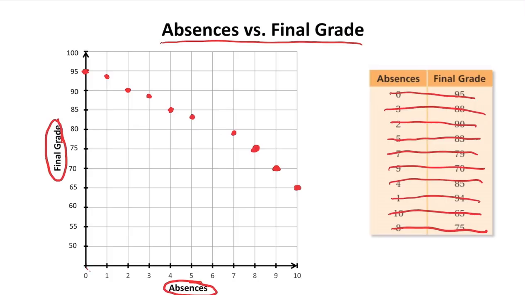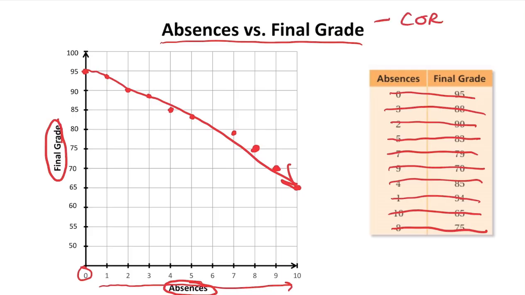And as you can tell, someone who doesn't miss a day scored higher in the class. And as the x gets bigger, as our absences increase, the scores are decreasing. So that is a negative correlation, and that makes sense, okay? If you miss a bunch of school, your grade probably goes down. So this graph makes sense to us.